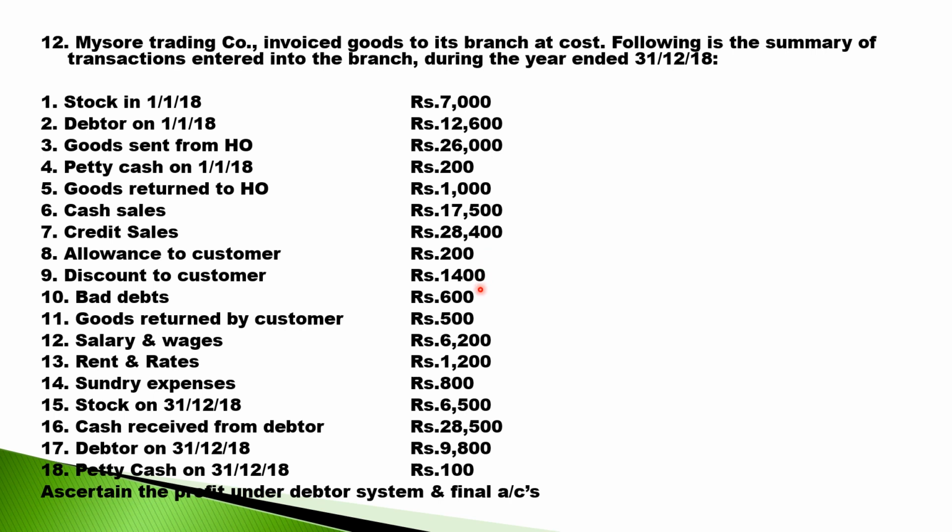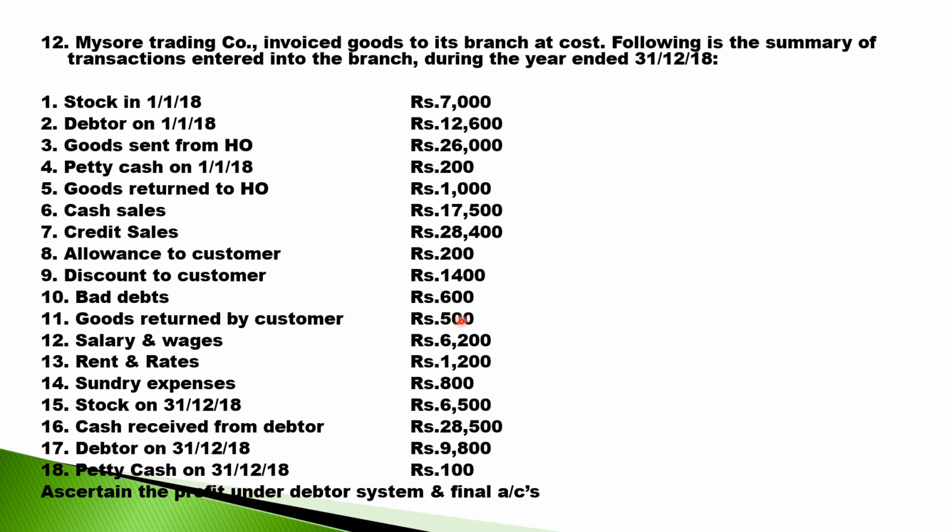Then we have bad debts. Then we have goods returned by customer. So the 7th, 8th, 9th, 10th, all the 4 are marked, it will come in debtor account, not in branch account. Next, goods returned by customer is nothing but sales return, marked. It will not come in branch account, it will come in debtors account.